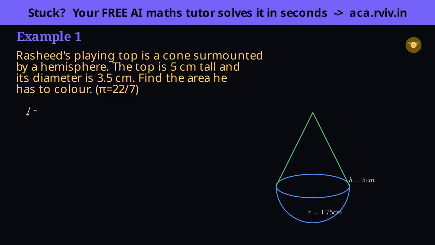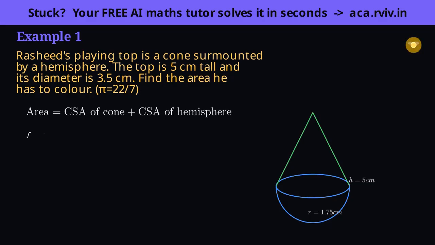Let's set up first, because getting the picture right is half the battle. Look at the top on screen, it's a cone pointing up, sitting on a rounded hemisphere below. Rashid colors the outside, so the area is the cone's curved slope plus the hemisphere's curved dome. Notice what we leave out, the flat circle where the cone meets the hemisphere is buried inside where they join, so no paint ever reaches it. That's the combination rule in action, exposed curved surfaces only.